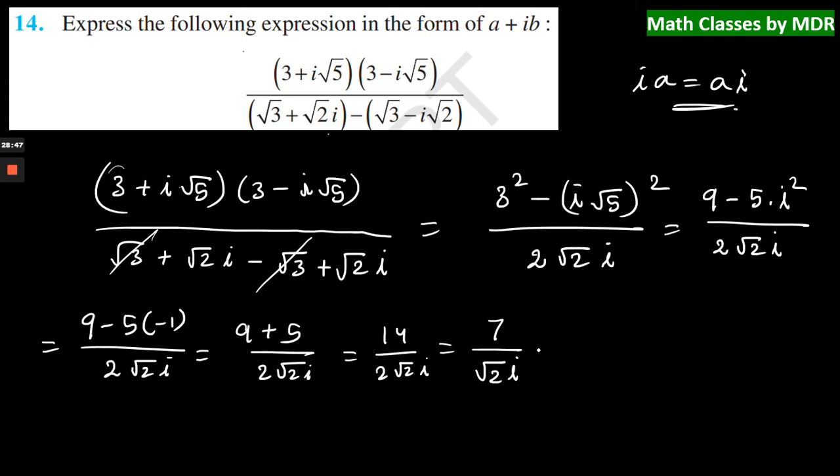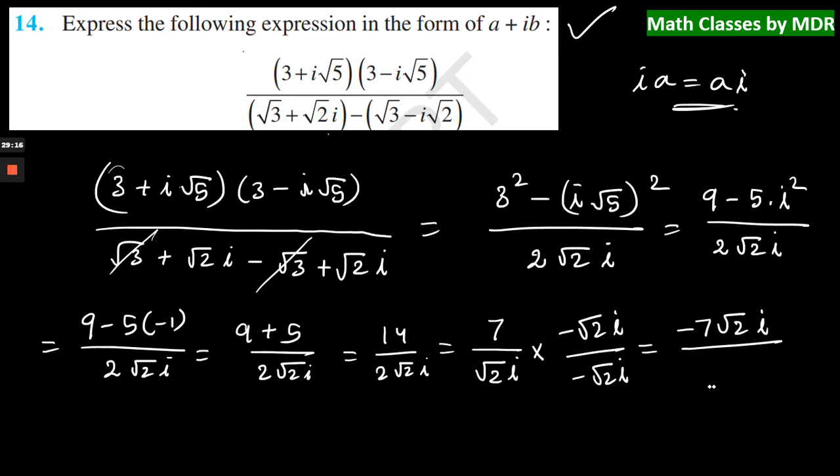Still the problem is not over, because we have to convert this into a plus ib form. That is what is asked for. So to convert this into a plus ib form, let us rationalize it. For rationalizing, we can take either root 2i or minus root 2i. Both are fine. If you take root 2i you will also get the value, but if you take minus root 2i, you will get a positive value in the denominator, so that will be a more simplified way. So we have minus 7 root 2i by, root 2i into root 2i, which is minus root 2i whole square.